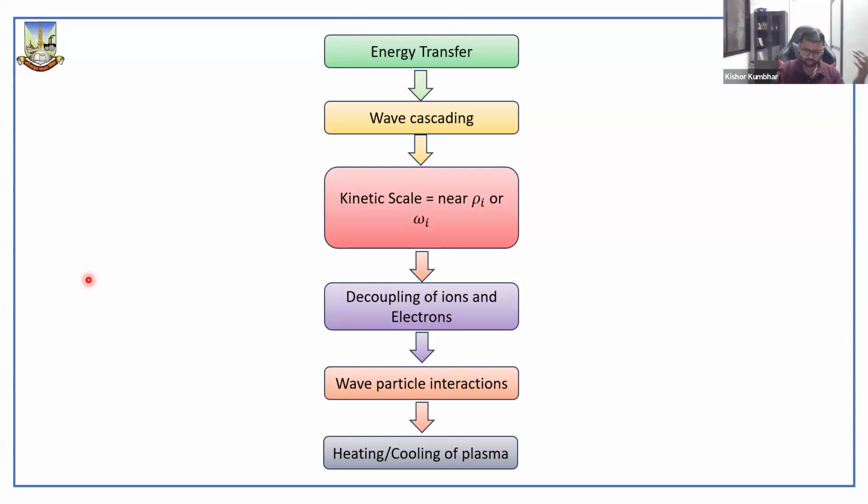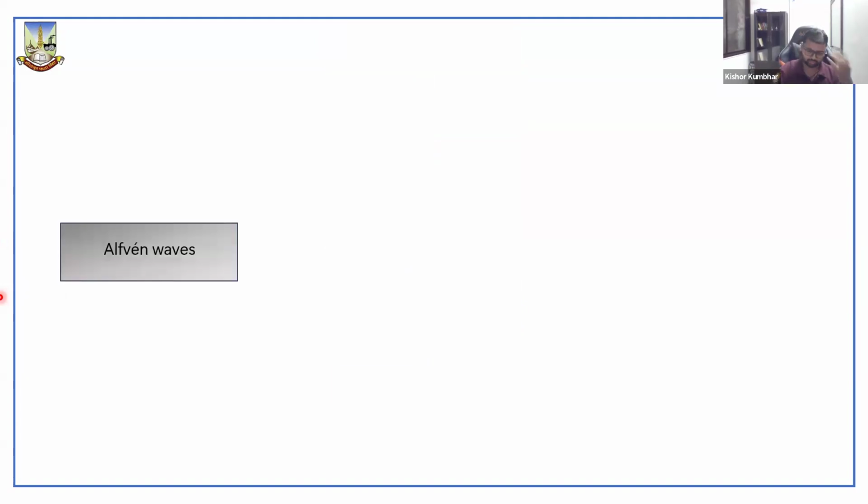And so now one question might arise: have there been any observations of this kinetic regime? Let us see a few things before that, and then we'll come to that. Okay. Basically, we know that Alfvén waves are ideal MHD waves, and usually they do not transfer any energy to the surrounding plasma particles.